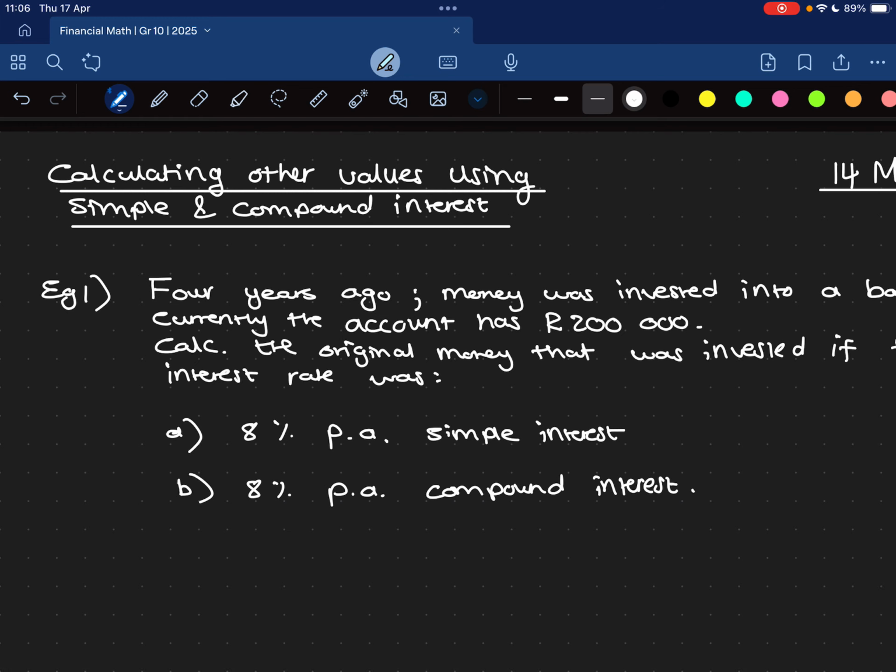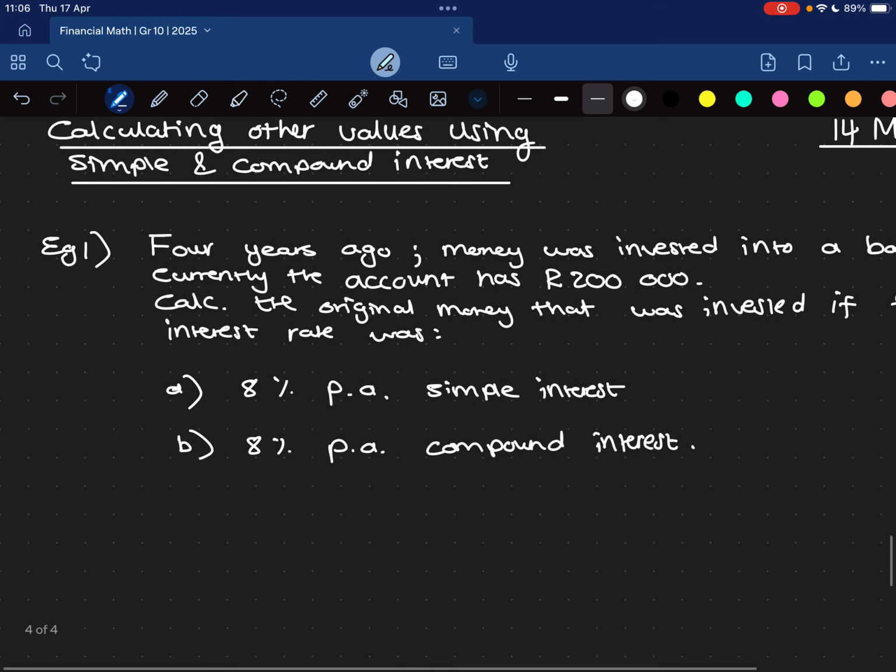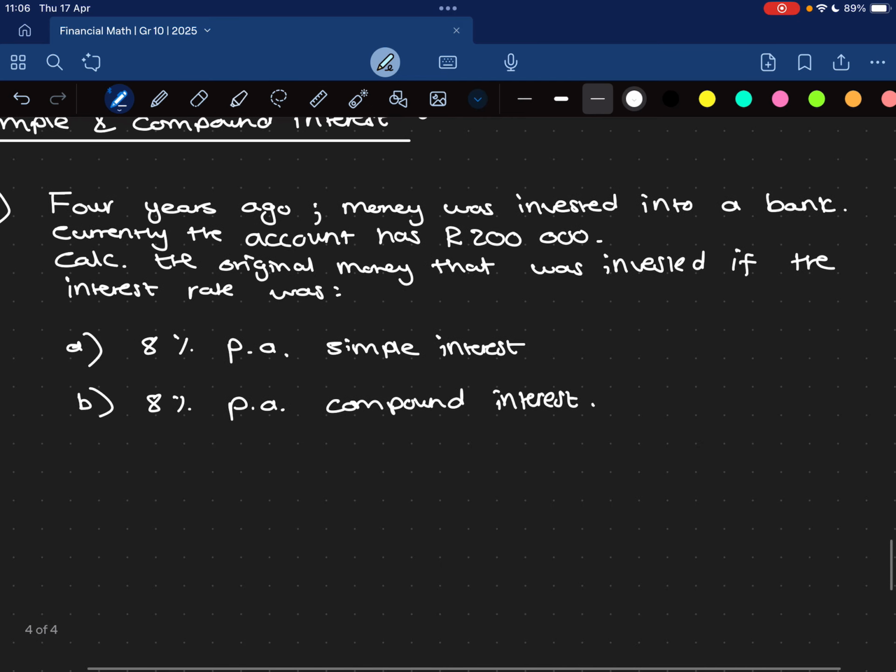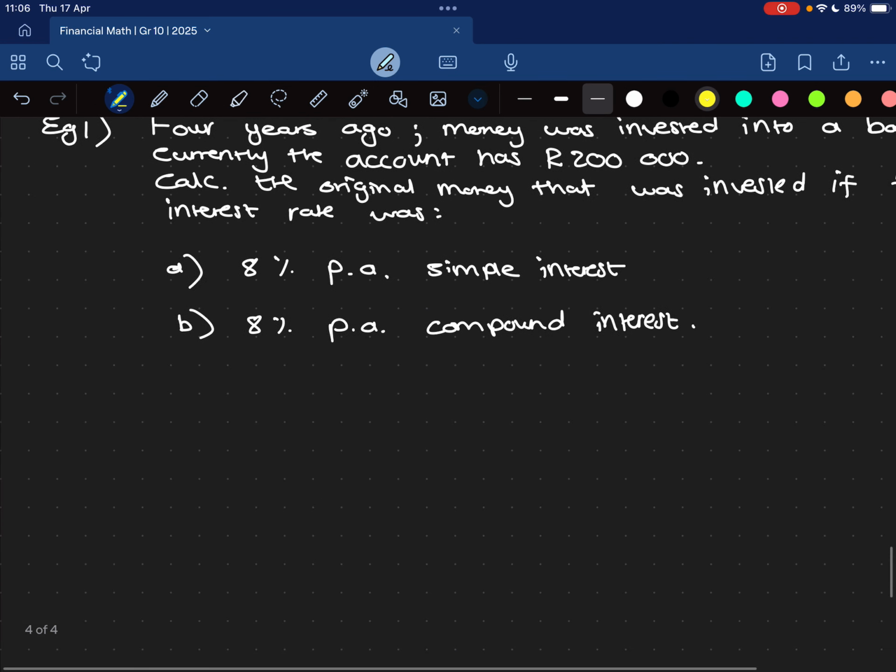Okay, so let's continue. It says 4 years ago money was invested into the bank. So currently there's 200,000, and they want you to work out the original amount. For the first one, it's going to be simple interest: A is equal to P(1 + in).